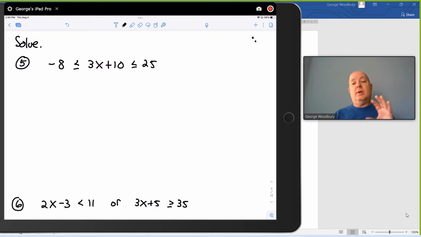And there will be some that are less than 25 but are not greater than negative 8. There will be some that are greater than negative 8 but not less than 25. We want them to be both at the same time. So we're looking for the intersection of those solutions.